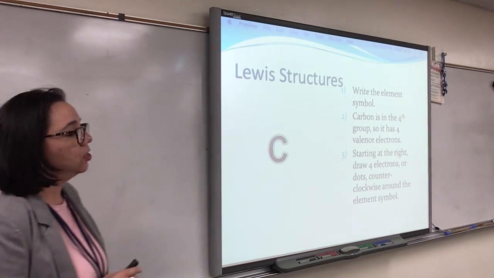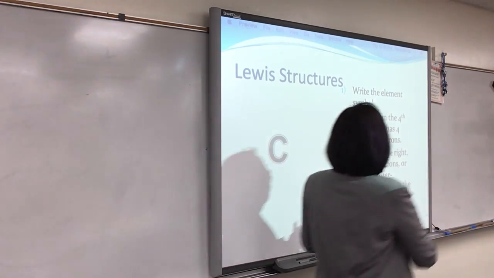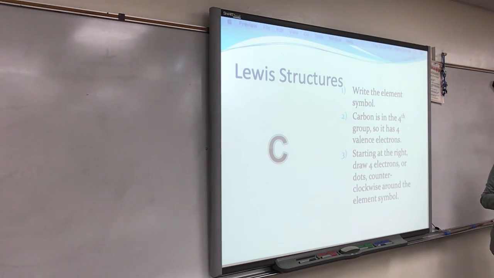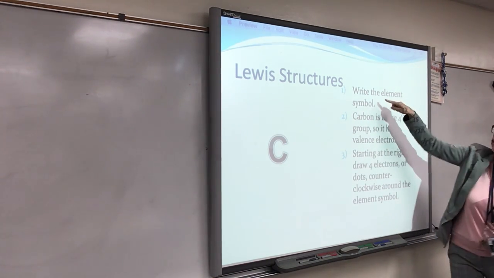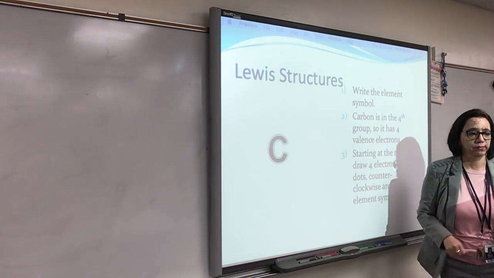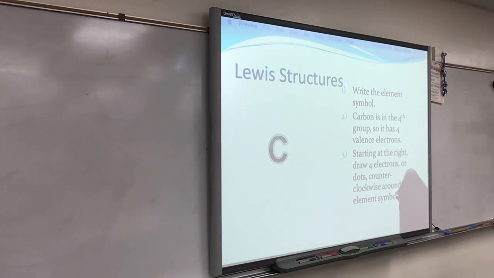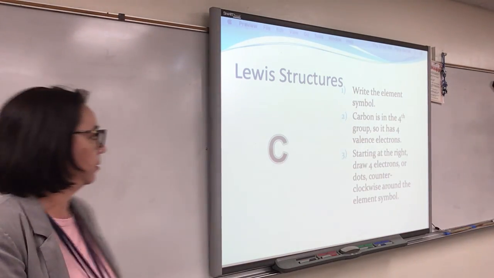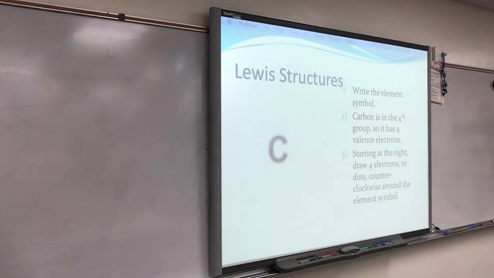Okay. This is how to draw the valence electrons. To draw the valence electrons, first you have to write the symbol. Write it down. So to write the Lewis structure, first write the symbol of the element. C. What is C, guys? Carbon. Okay.